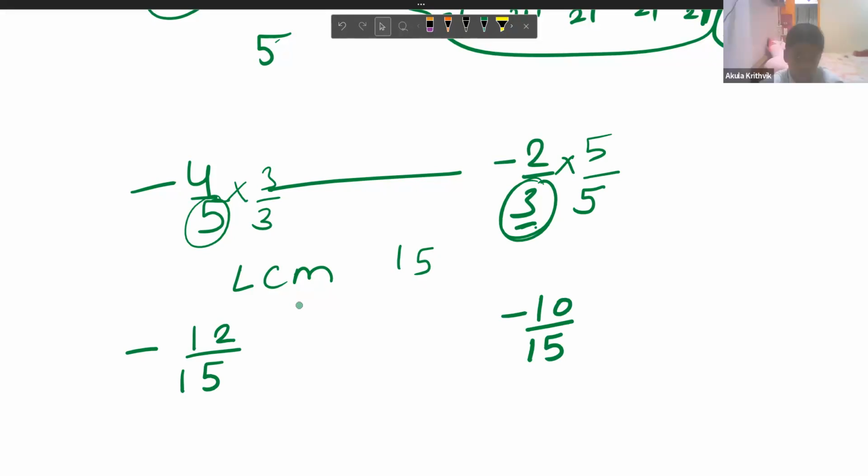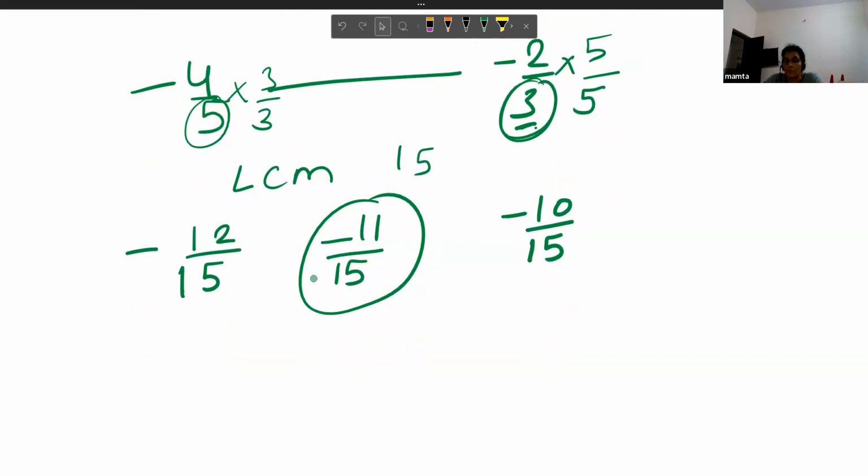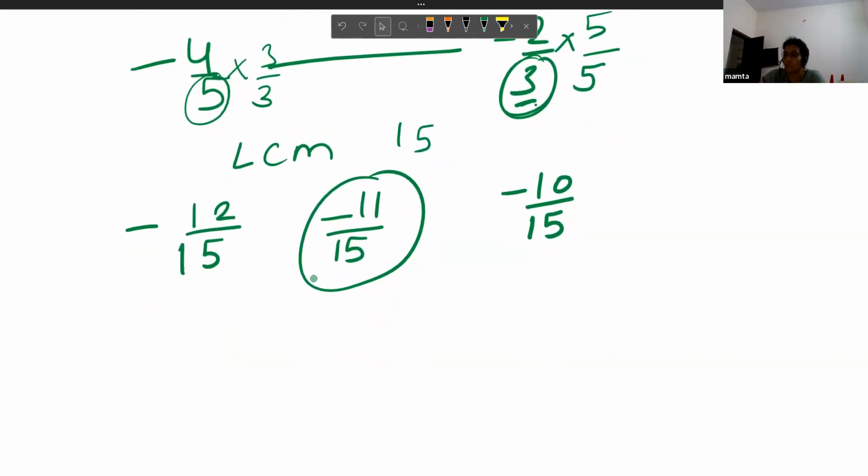Ma'am, we have to multiply with 6. You may multiply with any number. See, here the denominator is same. Between minus 12 and minus 10, only minus 11 will come. So I can write only one number, but I have to write 5 numbers. To write more numbers, you need to multiply and divide with one more number.